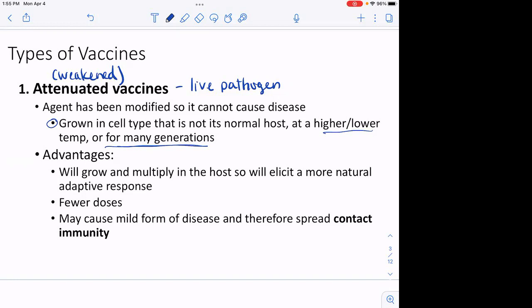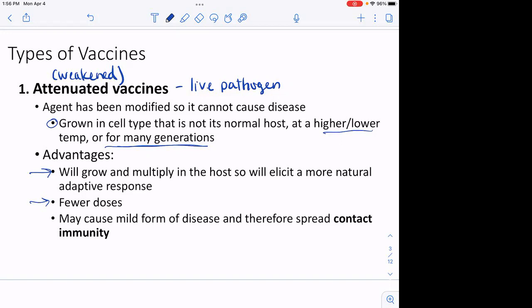So there are some advantages with this kind of vaccine. It's going to grow and multiply naturally in a host, so we get exposure to lots of different epitopes of antigens, and we get a more natural adaptive response. Our immunity is more likely going to last longer, and it takes fewer doses. So you may only need a couple doses of it in order to get lifelong immunity.